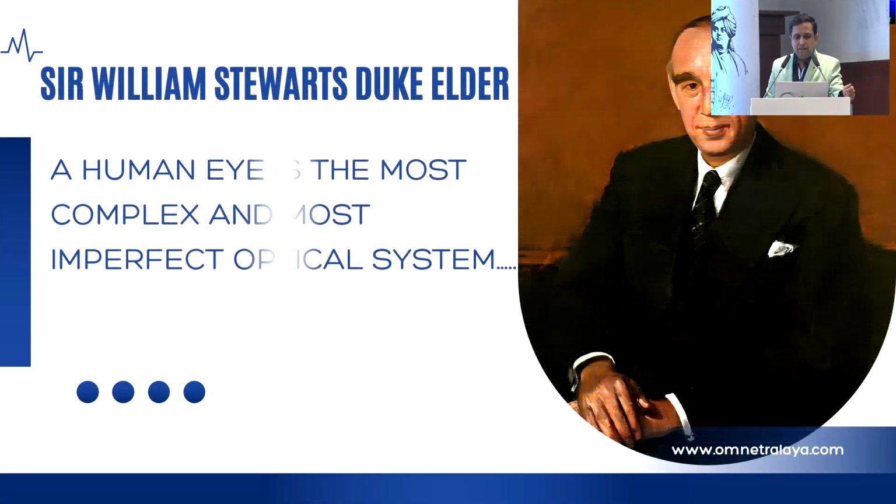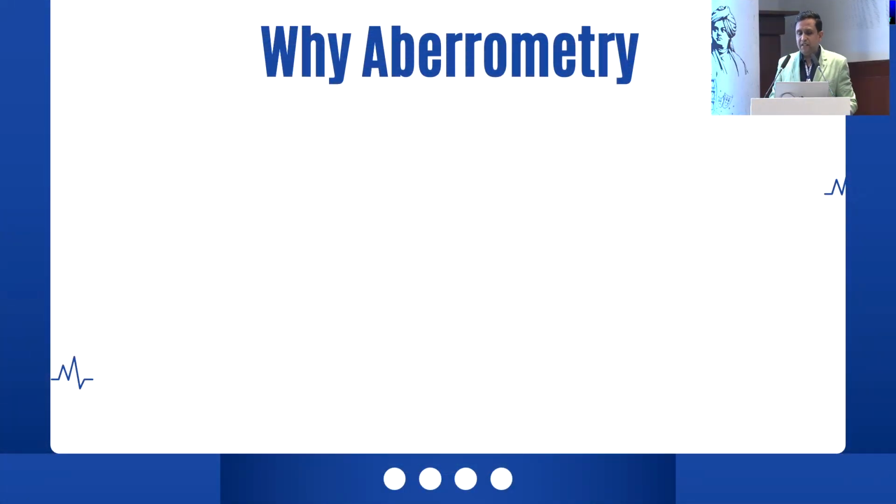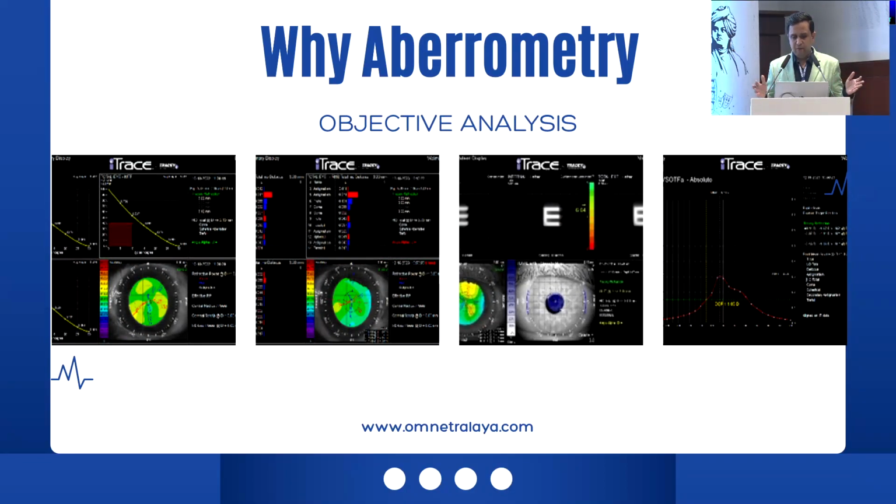So long back, Sir Duke-Elder stated that the human eye is one of the most complex yet imperfect optical systems. So the basic question is why we need aberrometry. One more new machine, so many graphs, so many representations, why do we require this? The answer is very simple. If some of our post-operative patients are unsatisfied and come to us, it is the only way where we can objectively analyze what exactly went wrong. Whether it is the cornea, the lens or the whole eye, we can optically check what exactly went wrong.